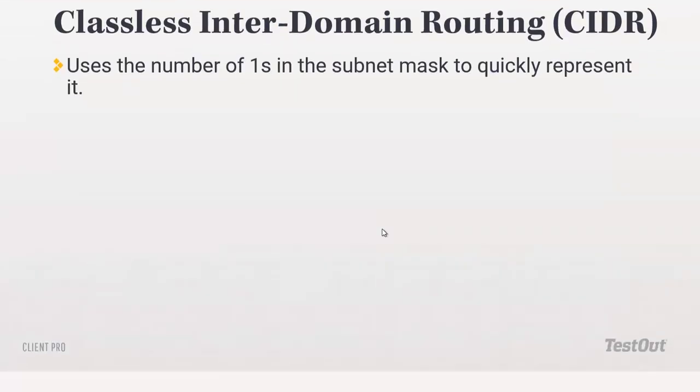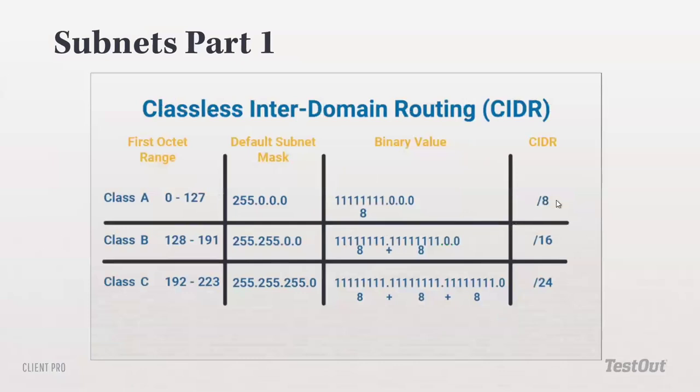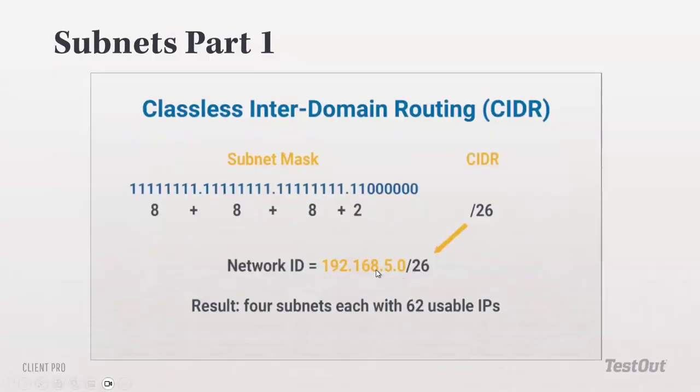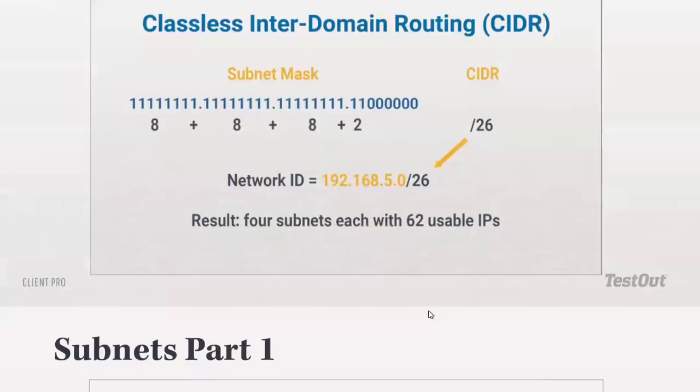I've briefly mentioned CIDR as well, and here's that slash notation. If I have 255.255.255.0, here is my 8 bits plus 8 bits plus 8 bits, which is 24 bits. So I would write an address such as 192.168.5.0 slash 26, and that's the same as 255.255.255.192. 192 for these two, so that could also be represented as slash 26. Same 62 usable IPs within my subnet.